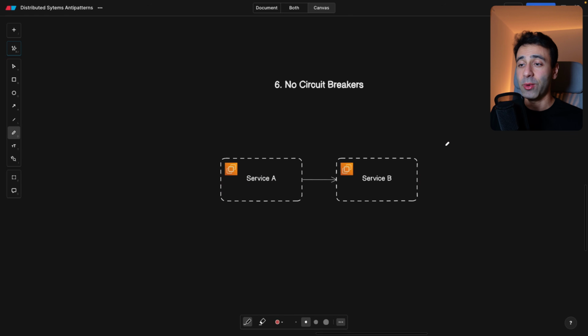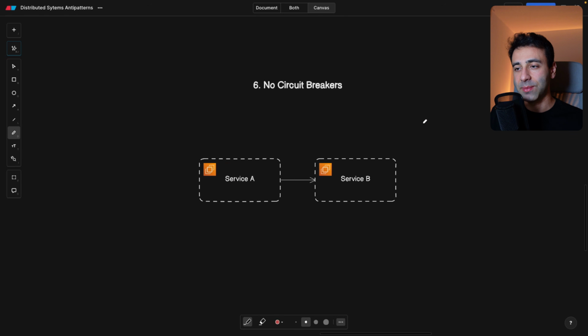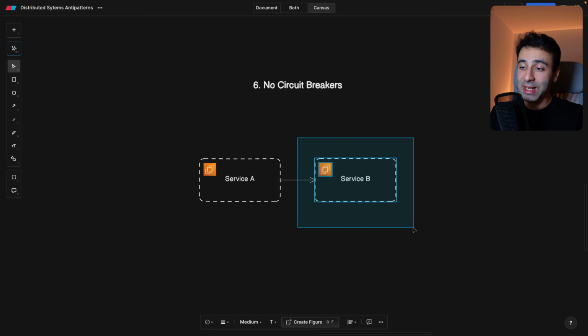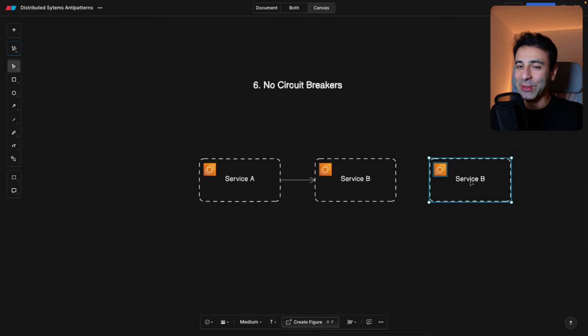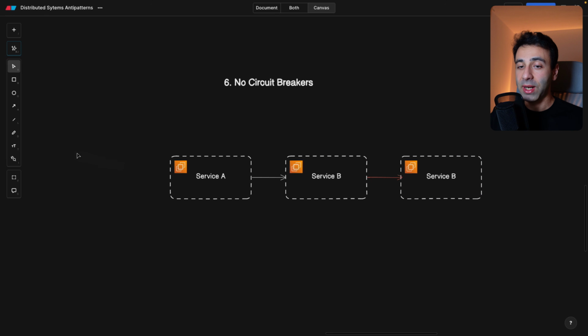Now, the last point I want to make is circuit breakers. All right, circuit breakers are important because let's say you have two services, or even let's say, sure, you do have a synchronous architecture and you do have three services. What's going to happen is the following. When service A makes a request to service B and service B makes a request to service C, this should be C here, and let's say service C fails.